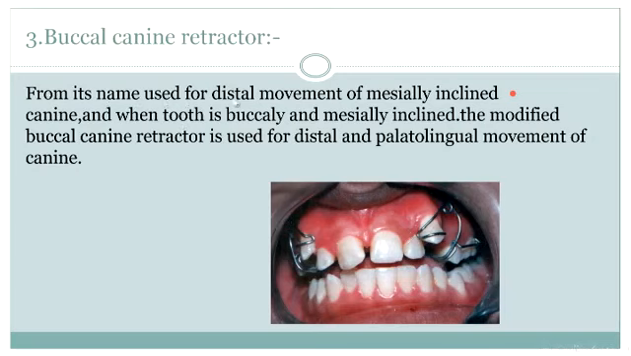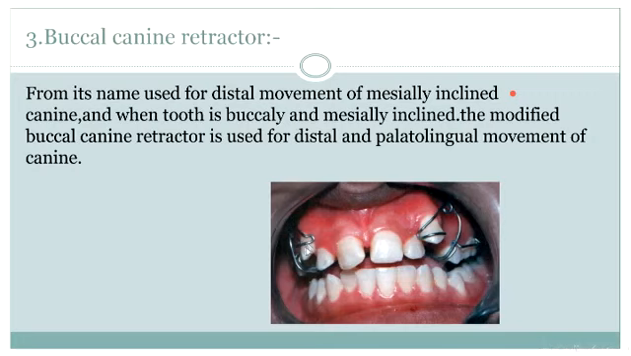From its name, it is used for distal movement, usually for an inclined canine. It is contraindicated when the tooth is not distally inclined, and when the tooth is buccally and mesially inclined. The modified buccal canine retractor is used for distal and palatolingual movement. We have two fours distally, and we can push the canine palatally to keep it within the line of the arch.